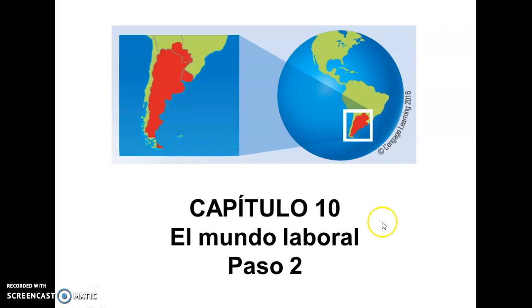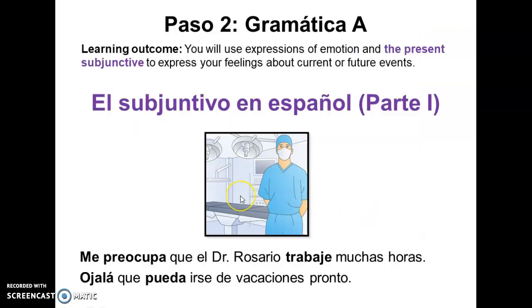Hola chicos, so we're going to be talking about the subjunctive in this paso dos of this chapter. Then we're going to be discussing the expression of emotions. That's what the subjunctive does. We use it to express feelings, like certain concerns and all of that. So this is feelings mostly.